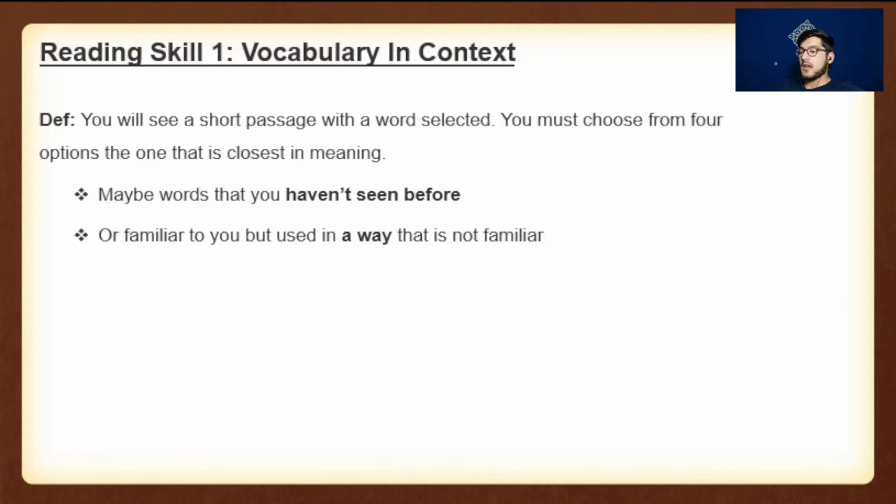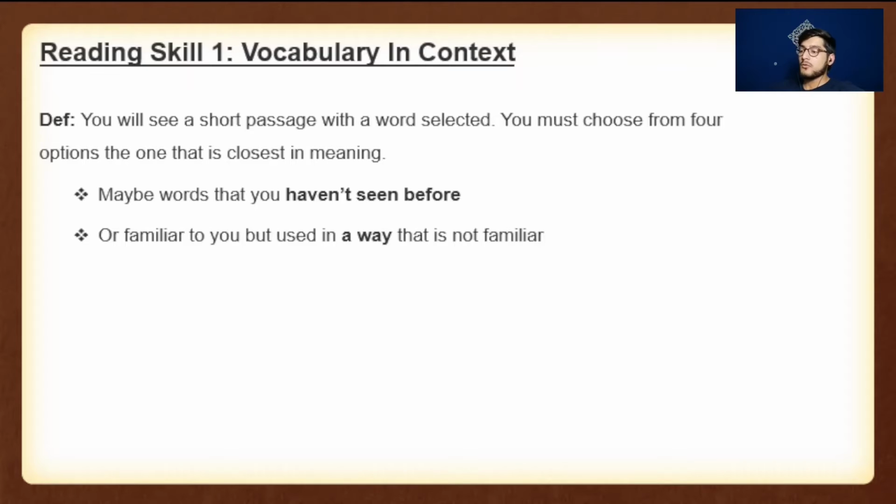Okay, now we have come to the first skill of the reading section, vocabulary in context. You will see a short passage with a word selected. Usually it's some sentences from a paragraph within a passage, and one word of it is selected and highlighted. You're provided with four options to choose the closest meaning to that selected word.